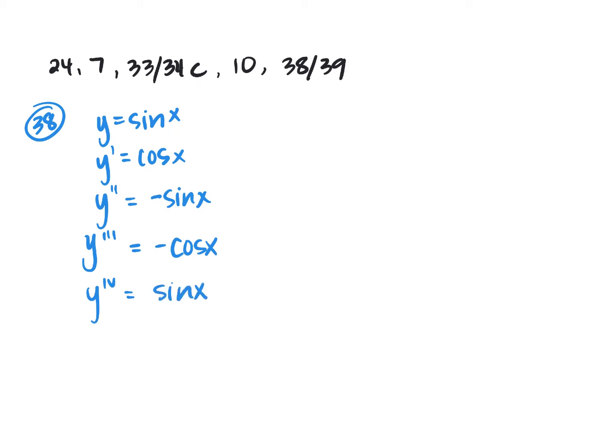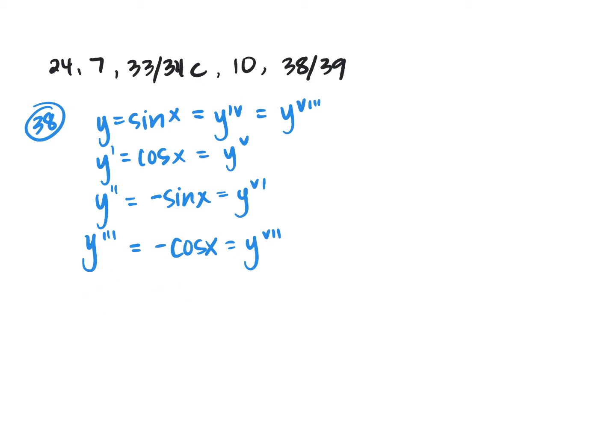So this would also be equal to y4. And if that's equal to y4, then this one would be equal to y5, the fifth derivative. And this one would be y6, and that one would be equal to y7. And then by the time I get to y8, I wrap back around again. So it's all in the patterns or how many derivatives there are.